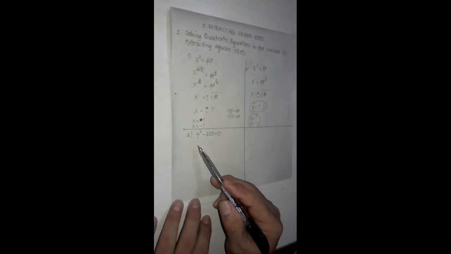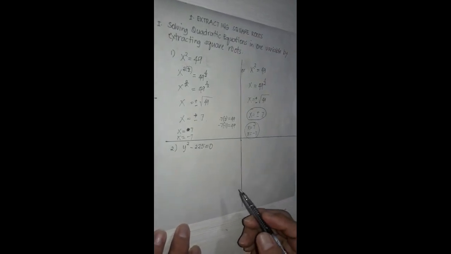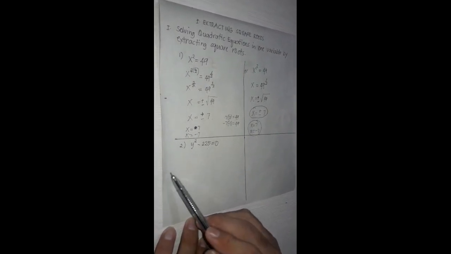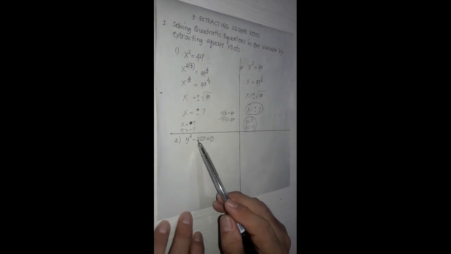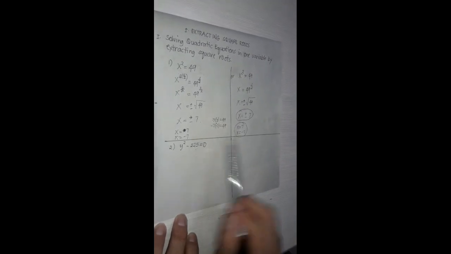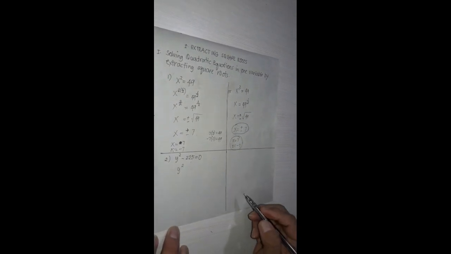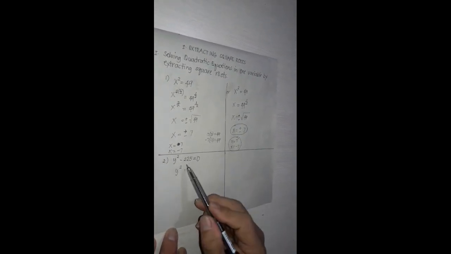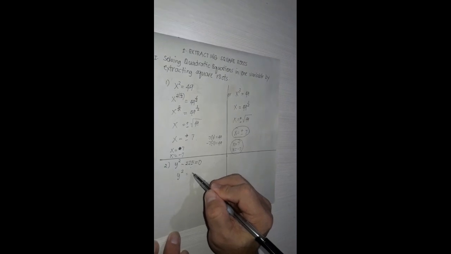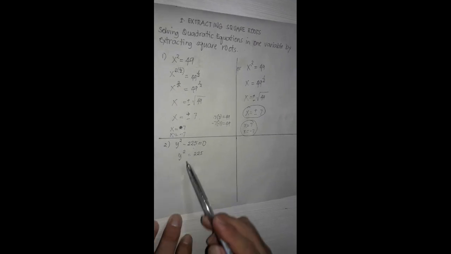Next is y squared minus 225 equals 0. Since the two terms here are located at the left side of the equation, transferring this to the other side of the equation, we will use the transferring of one term to another. So this becomes y squared equals, since negative 225 crosses the equal sign, then this becomes positive 225. What is left here at the left side of the equation is y squared.